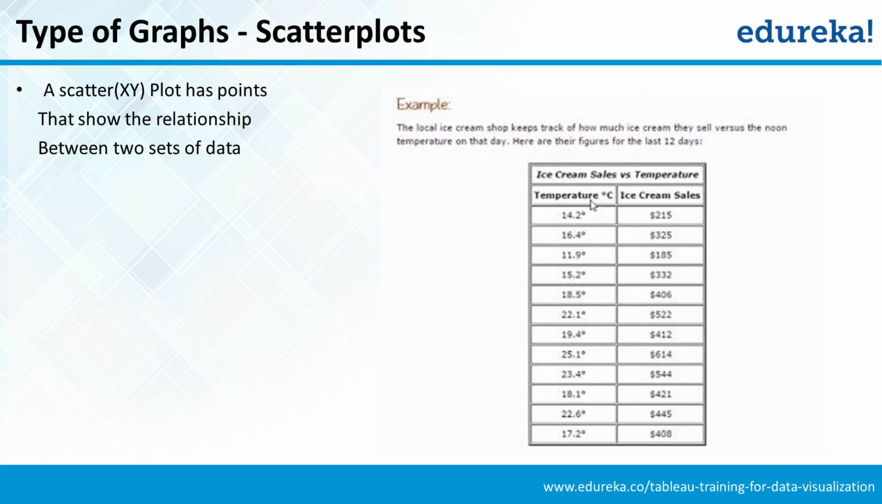Let's consider this example. So there is an ice cream seller and he's selling ice cream, and he has a feeling that based on temperature on a given day, the ice cream sales are impacted. So what he does is he collects data for the last 12 days, at 12 o'clock in the afternoon, what was the temperature and how much ice cream sales he was able to generate. So he has a feeling that there's a relationship between them. Both of them are ratio data.